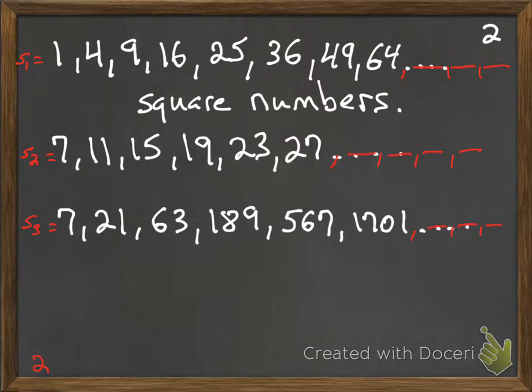Now, let's say one of those sequences, instead of having the dots at the end, and here's a pretty straightforward sequence, but let's say it just has a dot and stops, then this would be a finite sequence.